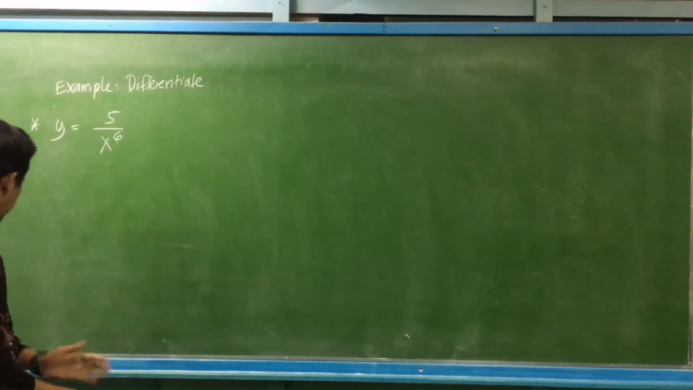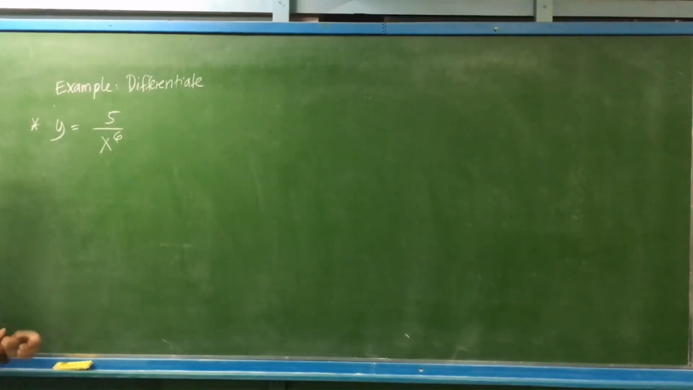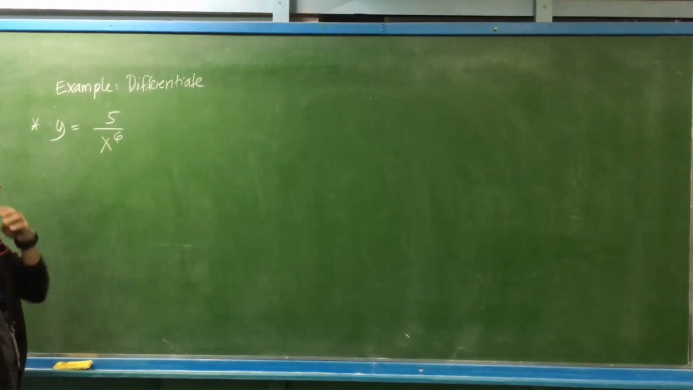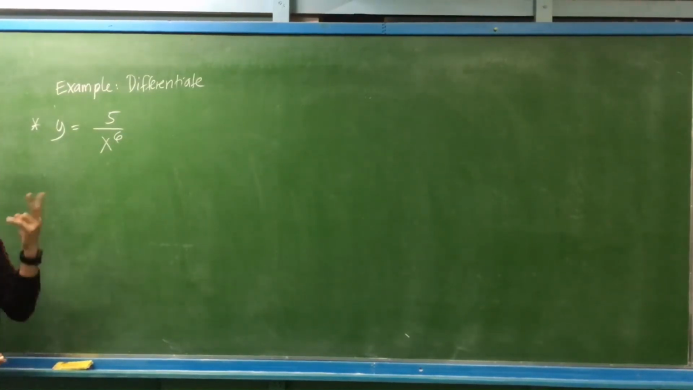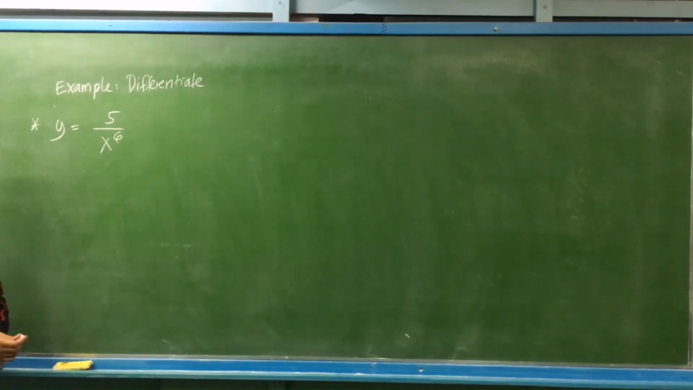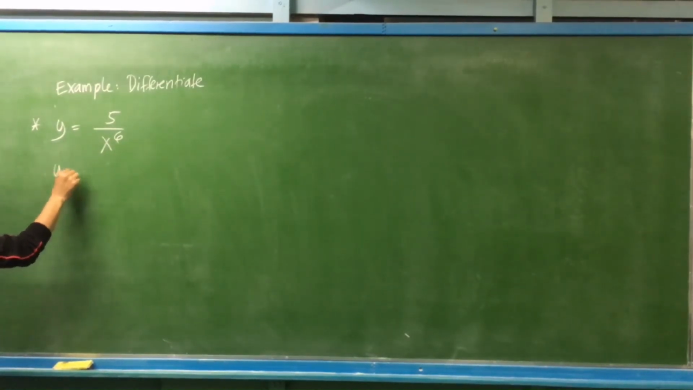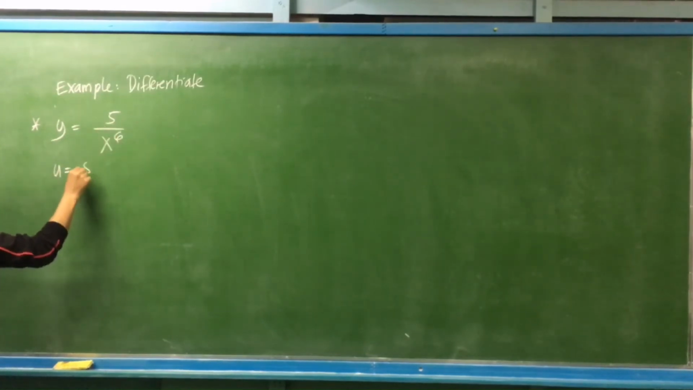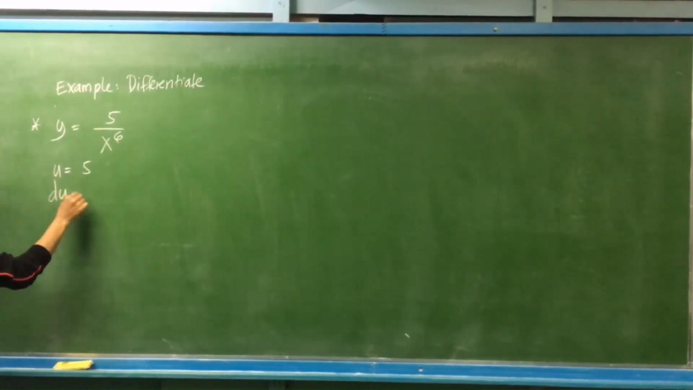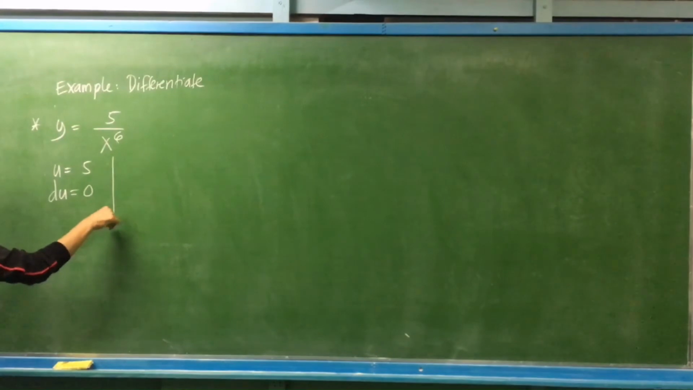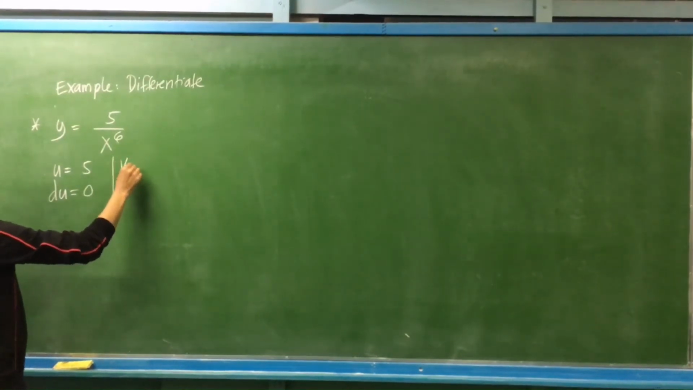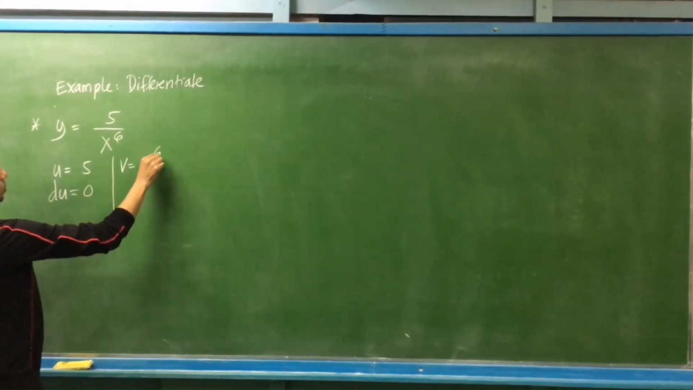We have y is equal to 5 all over x raised to 6. So we may apply two rules here. We have the quotient rule and the power rule or the chain rule. So for example, if you are to use the quotient rule, your numerator is 5, the derivative of a constant is obviously 0. Then your denominator is x raised to 6.